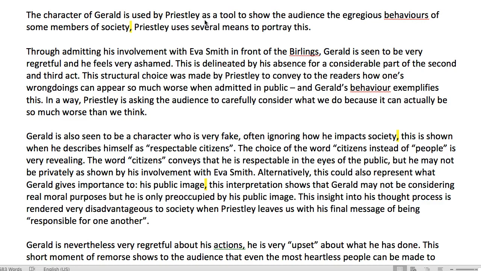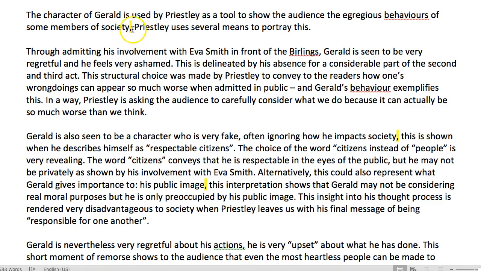Do you state what your point of view is? "The character of Gerald is used by Priestley as a tool to show the audience the egregious behaviours of some members of society." Yes, you do explain your point of view, but you really could make something of the fact that they're not any members of the society. They are the ruling classes, the business classes. They represent the capitalist system. This is an opportunity for you to use that context to discuss Priestley's view.